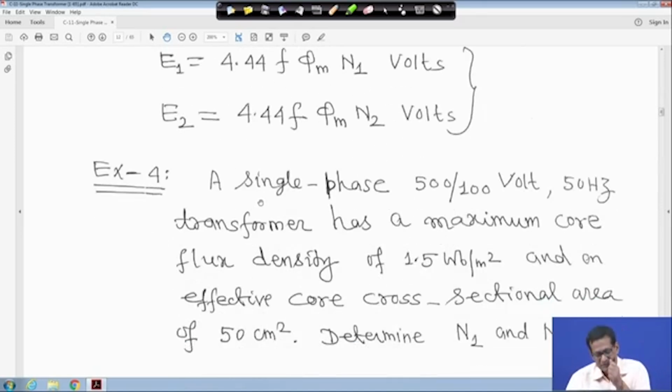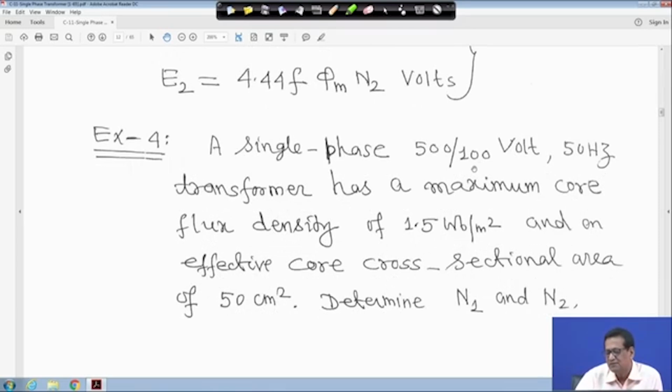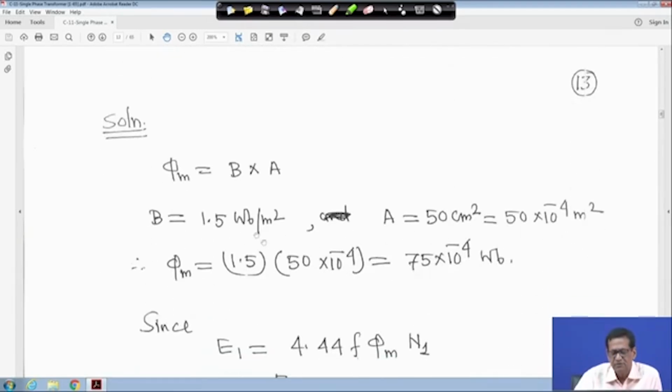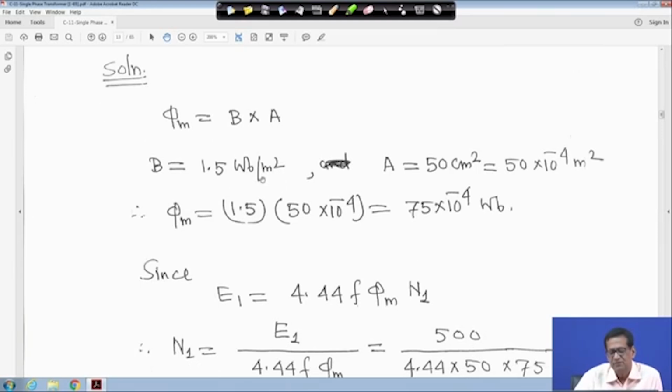Right. So, now if you take this example, a single phase 500 by 100 volt 50 Hz transformer, it is also a step down transformer because voltage is getting reduced on the secondary side. It has a maximum core flux density of 1.5 Weber per meter square and an effective cross sectional area of 50 centimeter square. Determine N1 and N2, a very simple one. You know flux is equal to B into A, as you have seen in the magnetic circuit. B is the flux density and A is the cross sectional area.